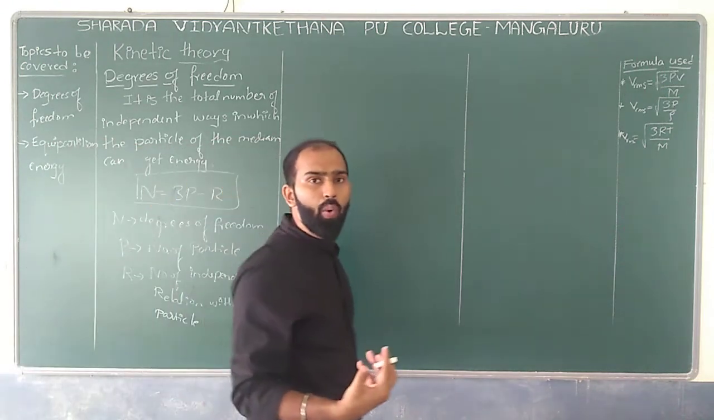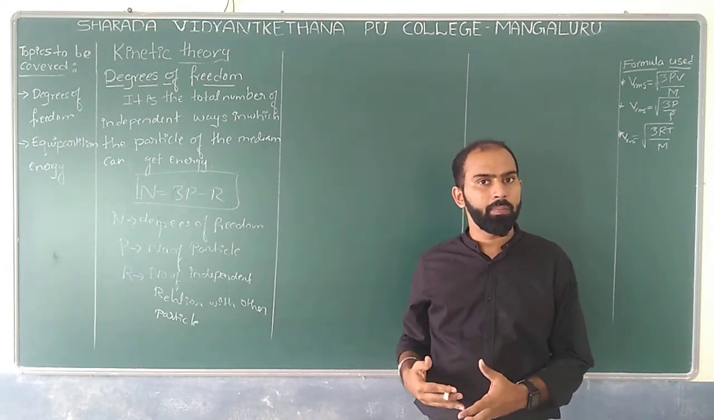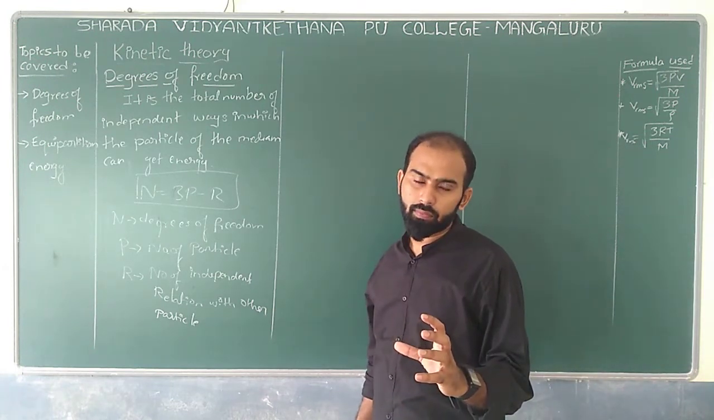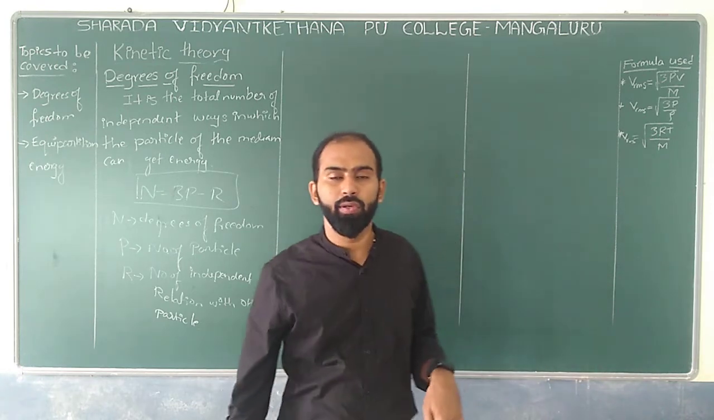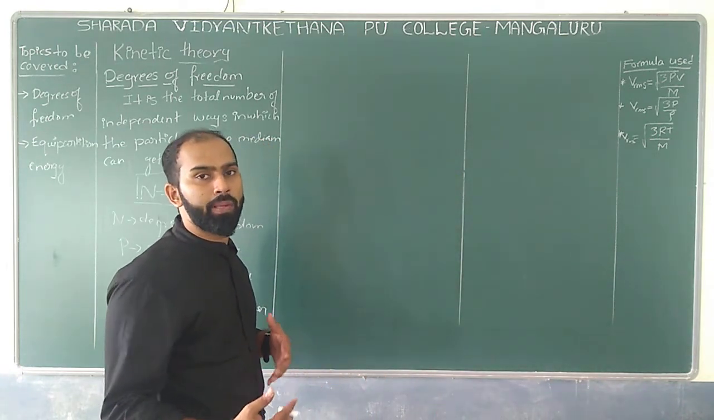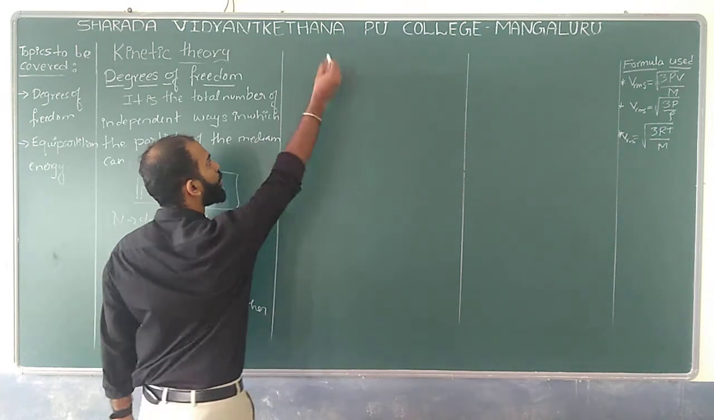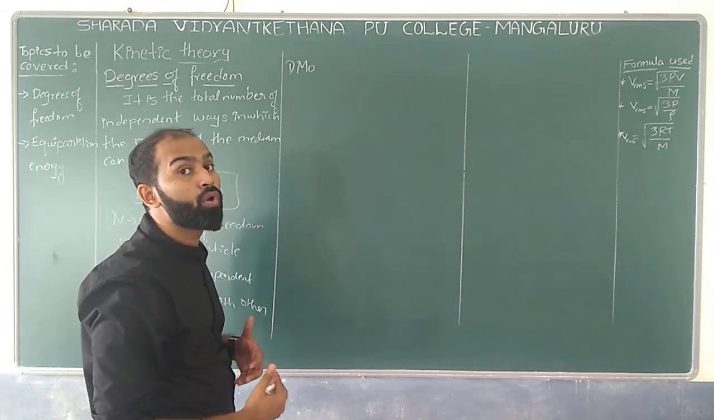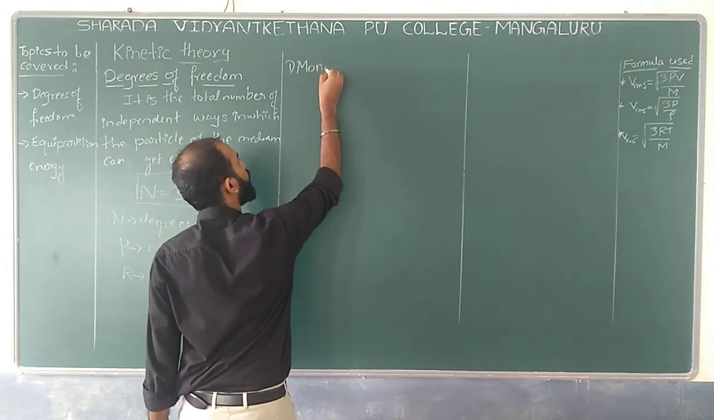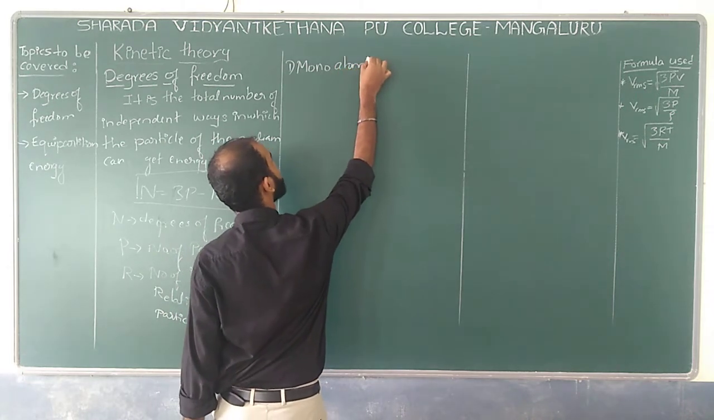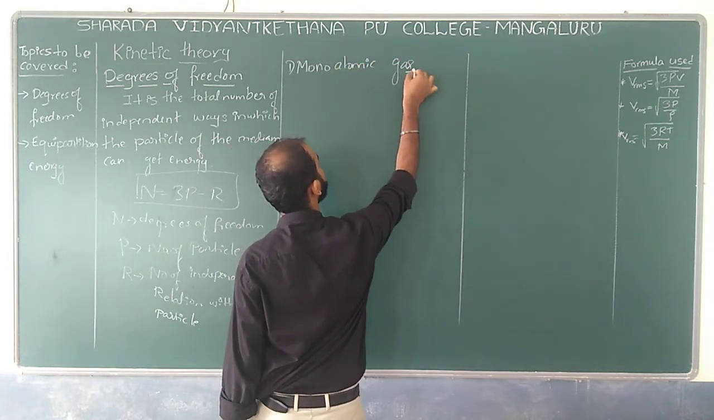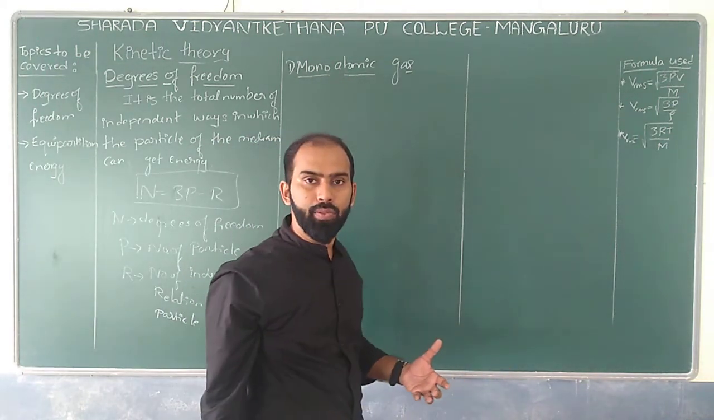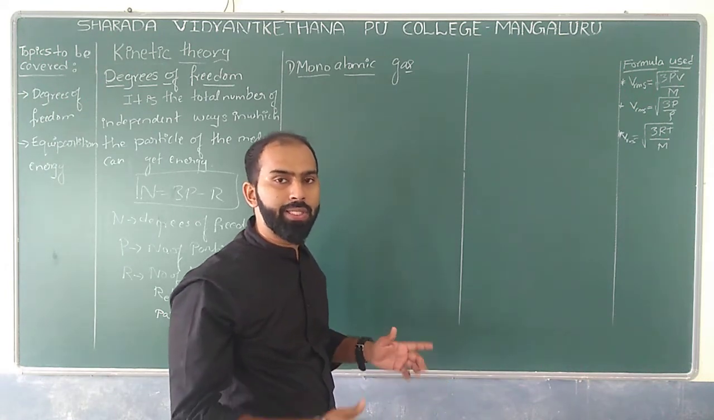Now you can ask, how can I write n is equal to 3p minus r? Well, we'll try to prove that. By taking individual gas molecules, we can expect monoatomic and diatomic gas. The first one we'll discuss is monoatomic gas. What could be the degrees of freedom for monoatomic gas? When you see the word mono, what comes to your mind? Mono indicates single.